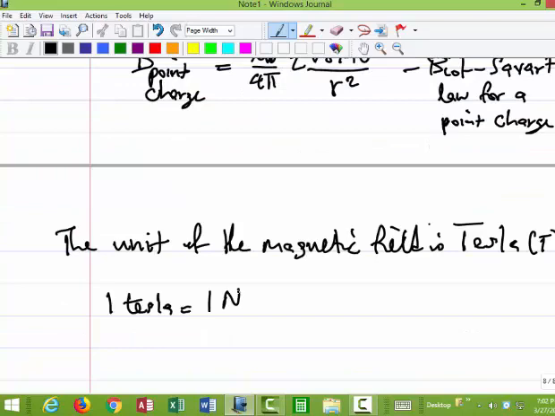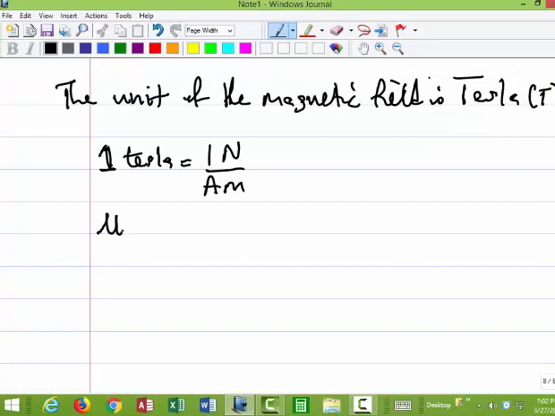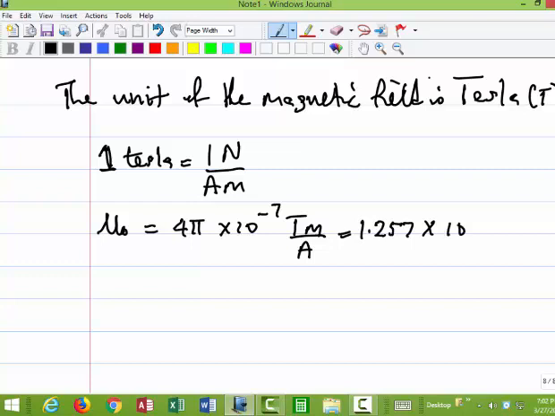1 Tesla is 1 Newton per ampere meter, and mu naught, the permeability of free space, is given by 4 pi times 10 to negative 7 Tesla meters per ampere. Or it's also written as 1.257 times 10 to negative 6 Tesla meters per ampere. So assuming that you multiply by 4 pi, that's what you get.